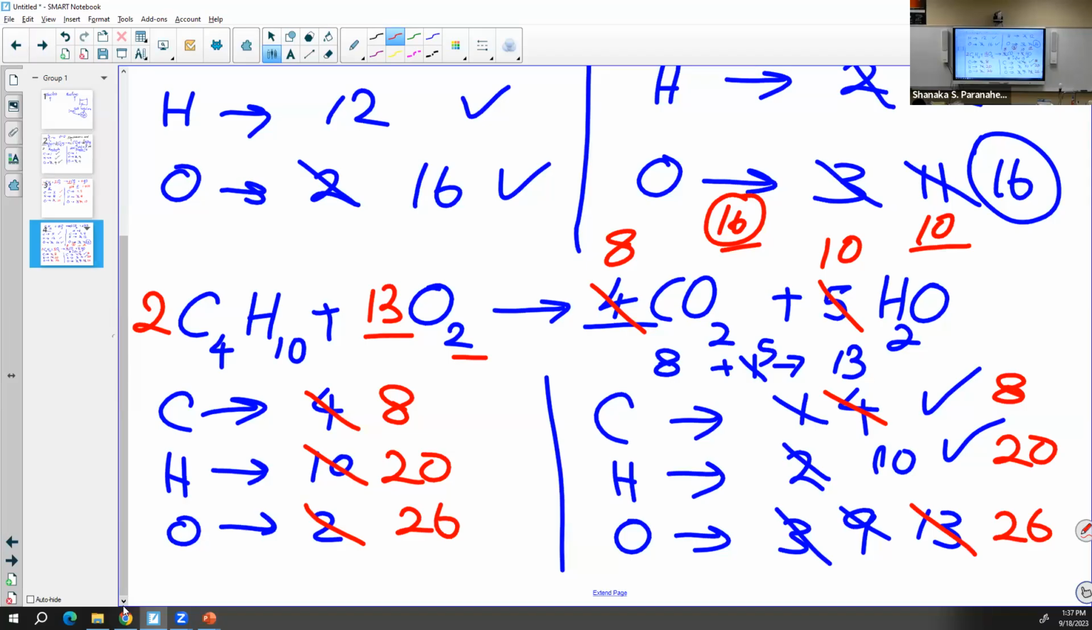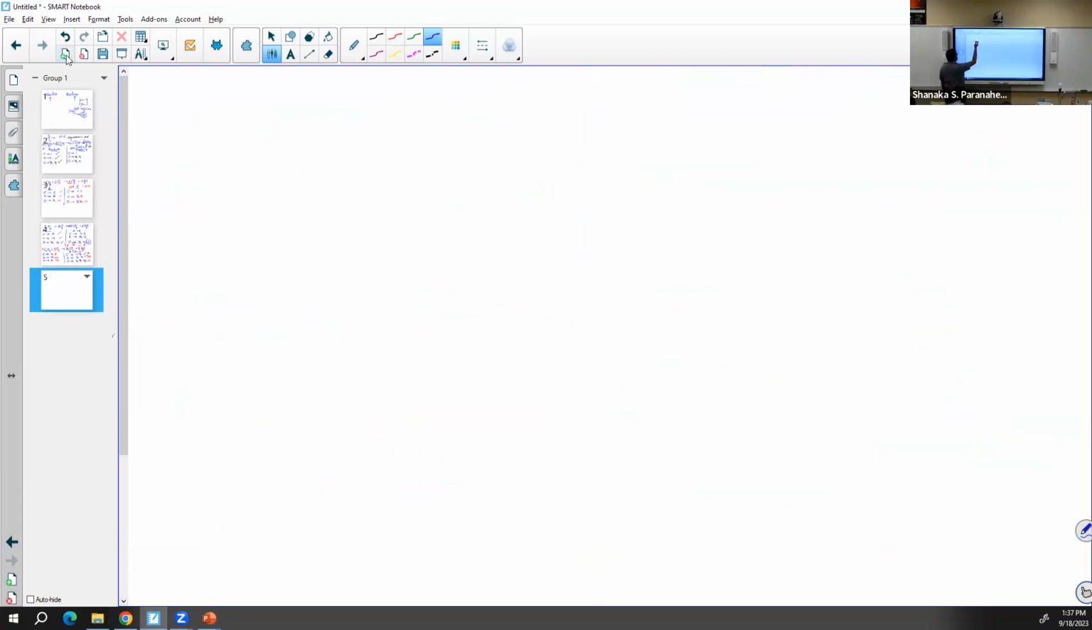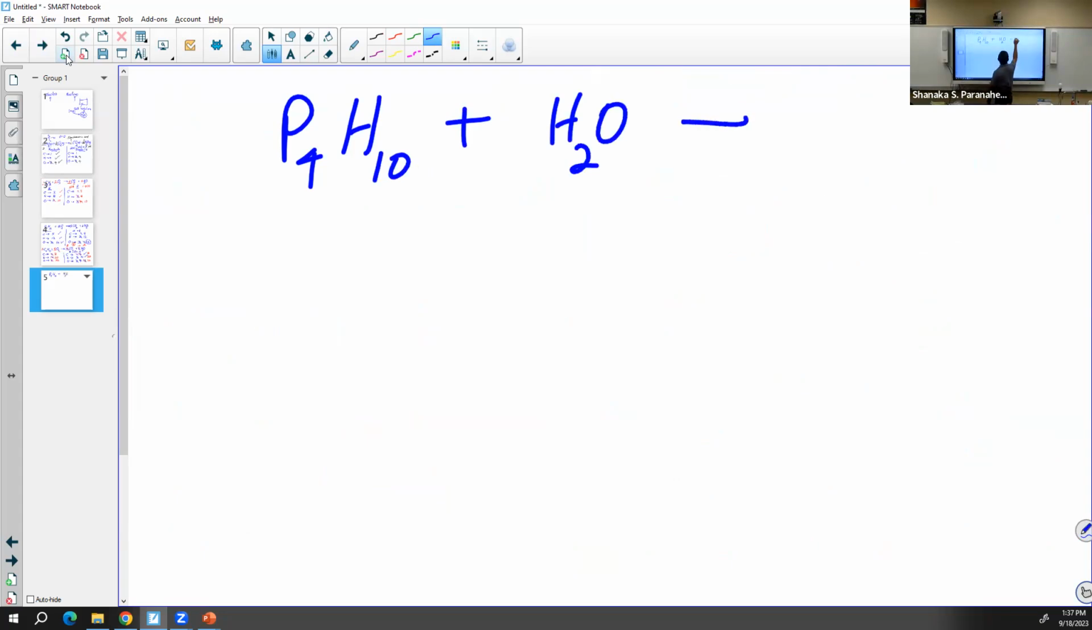Okay, so these are combustion reactions, but there are some other reactions. So let's learn a couple of those reactions. Okay, so this is another simple reaction. The next example, P4H10 plus water produces H3PO4. Okay, so this is an acid. Dibromide, what is the name?